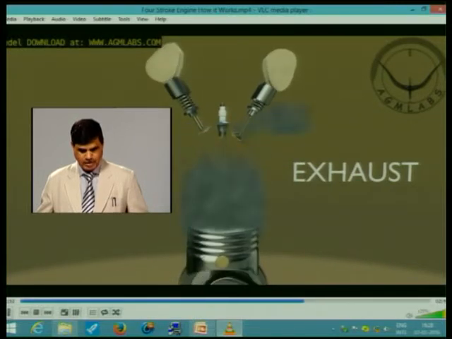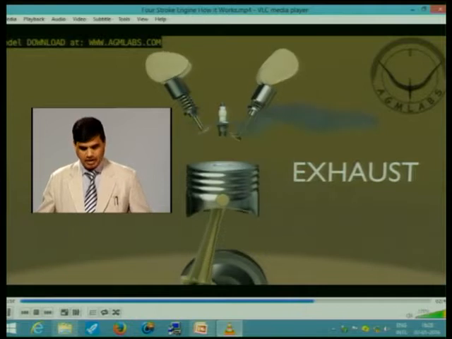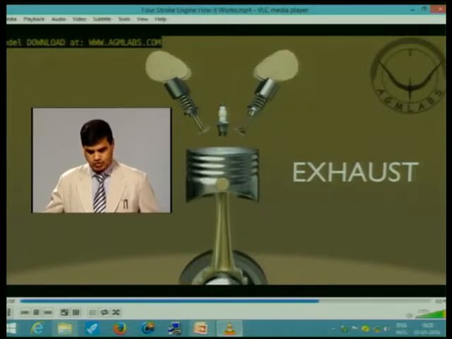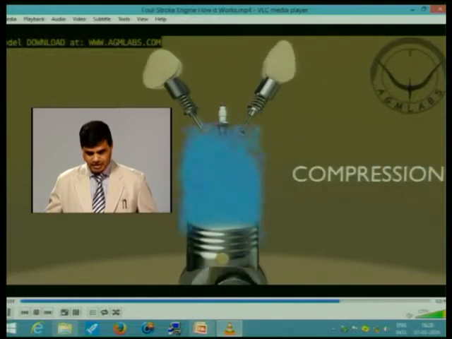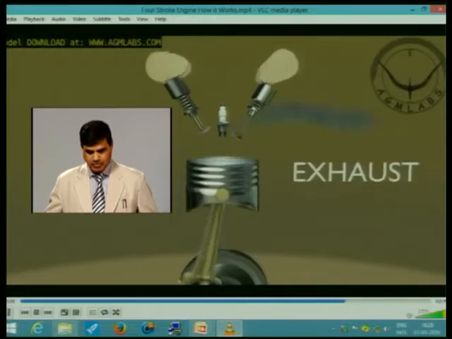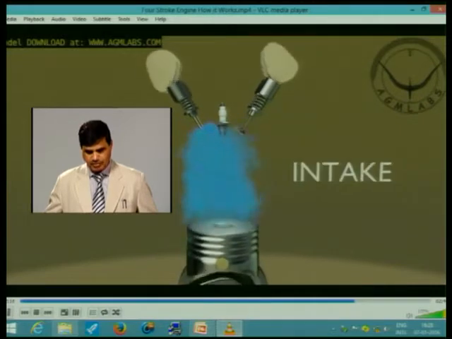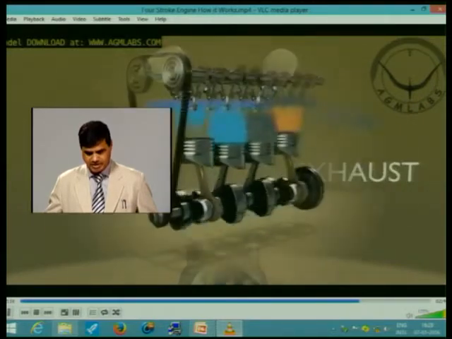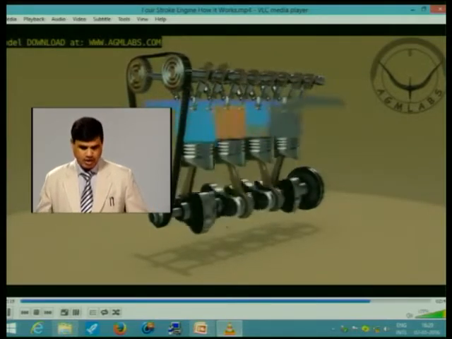Now burnt products are going out. The exhaust valve is open and burnt products are going out. This is the exhaust stroke. Our efforts are that combustion should be complete, meaning complete combustion of whatever mixture we have taken into the cylinder, and at the same time the burnt products should go out. So intake, fresh mixture coming in; compression, the mixture is compressed; then combustion takes place; and finally burnt products go out.